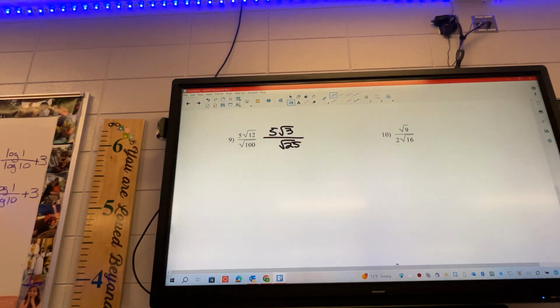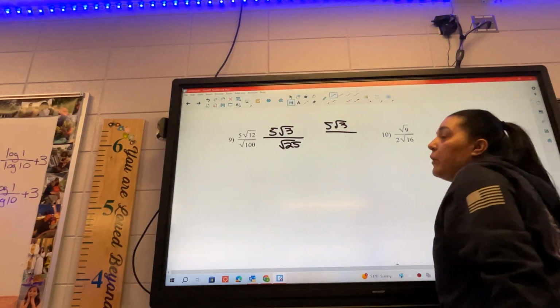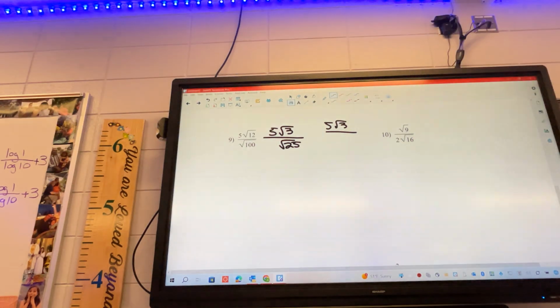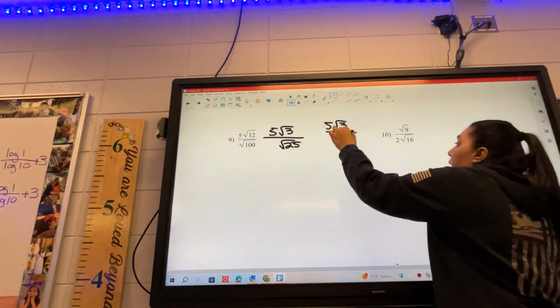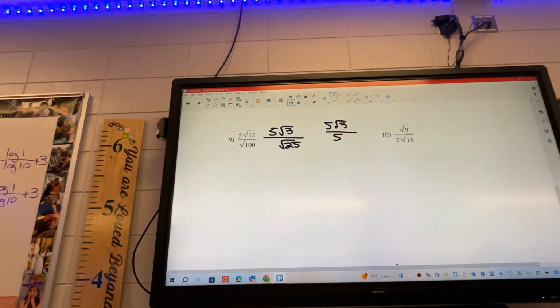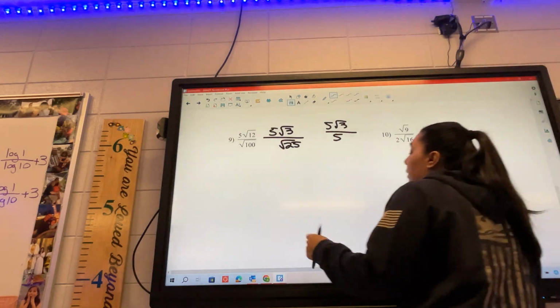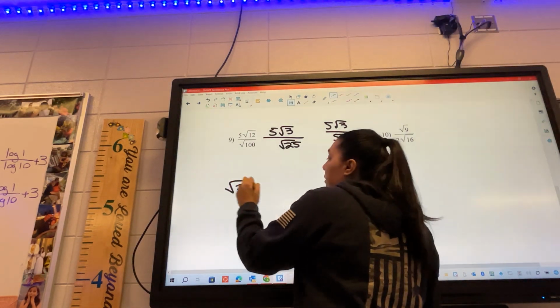And again, we're still dealing with the radicals. Square root of 3, what does square root of 3 become? It's still square root of 3. Square root of 25 is just 5. Now that we've fully dealt with the radicals, we can deal with the outside numbers. What is 5 over 5? 1. Therefore, it just disappears or cancels, however you want to do it. And so we're just going to be left with the square root of 3.